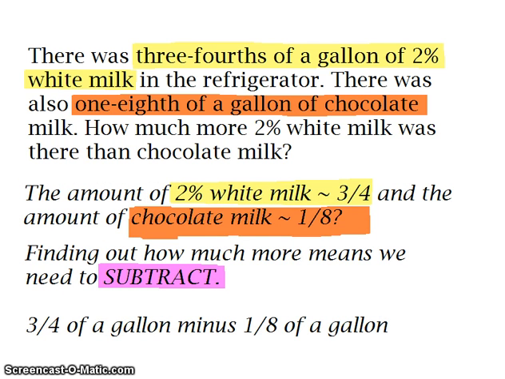Since we are trying to find out how much more 2% white milk there is than chocolate milk, that means we need to subtract. We will have 3/4 of a gallon minus 1/8 of a gallon.